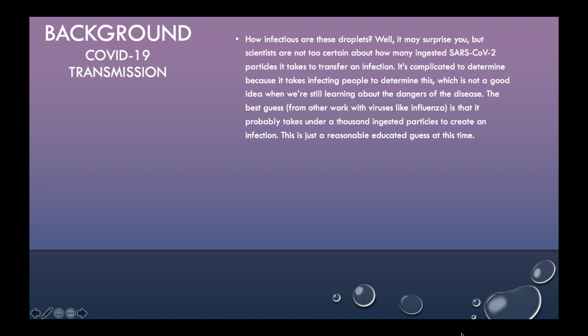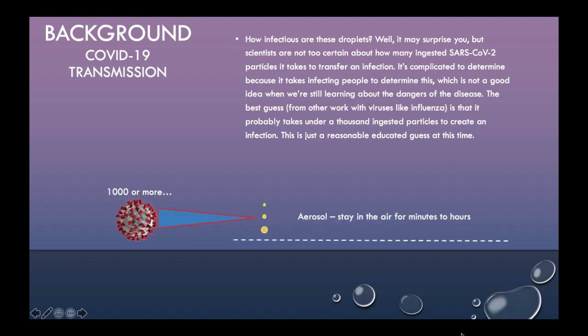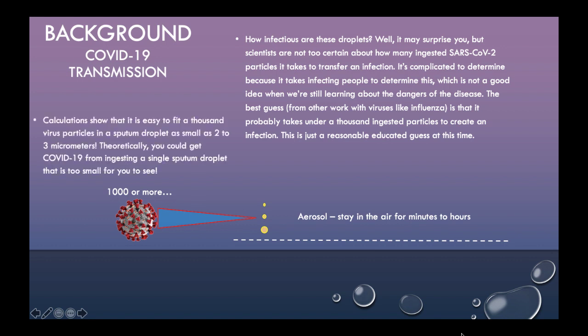The best guess from other work with viruses like influenza is that it probably takes under 1,000 ingested particles to create an infection. This is just a reasonably educated guess at this time. Calculations show that it's easy to fit 1,000 virus particles in a sputum droplet as small as 2 to 3 micrometers. Theoretically, you could get COVID-19 from ingesting a single sputum droplet that is too small for you to see.